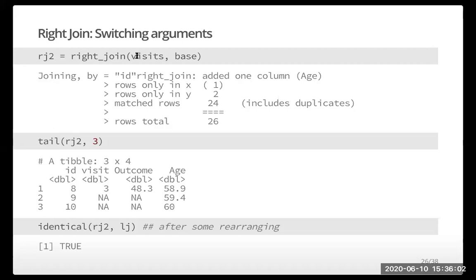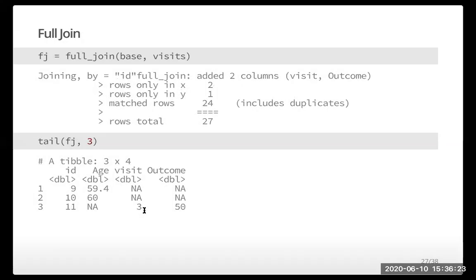If you switched up the order and say visits was X and base was Y, but you did a right join, that should equal identically the left join that you did before after some rearranging, right? So the arrangement of the rows and the columns might not be exact, but after you reorder things, they are. So pretty much this was just demonstrating the thing I've been saying.